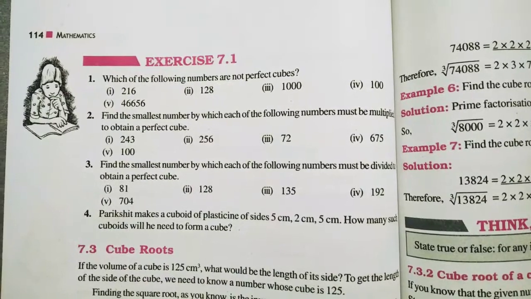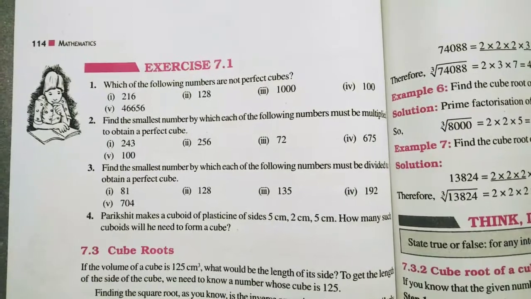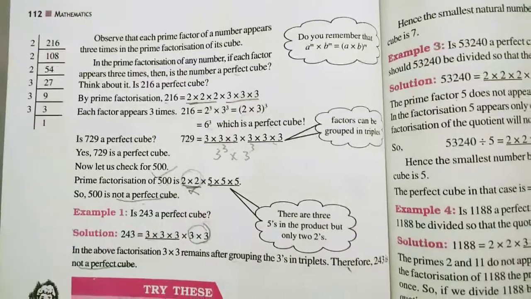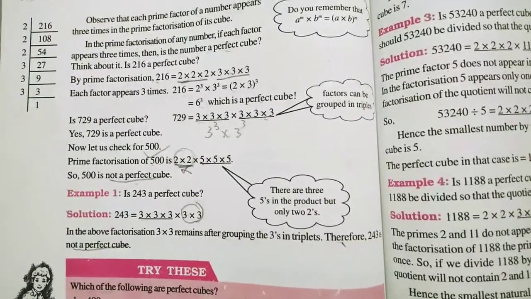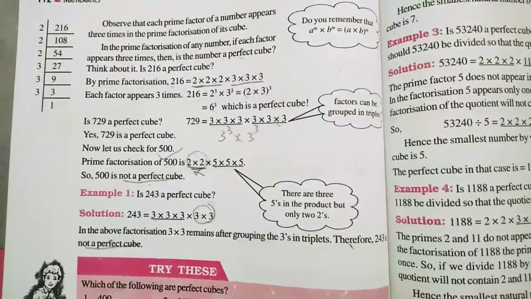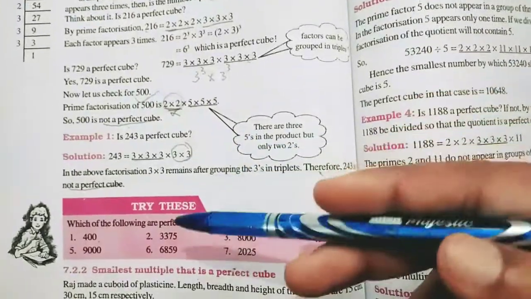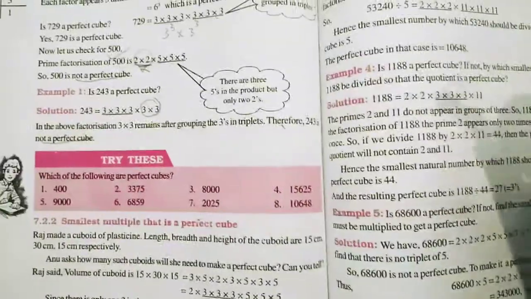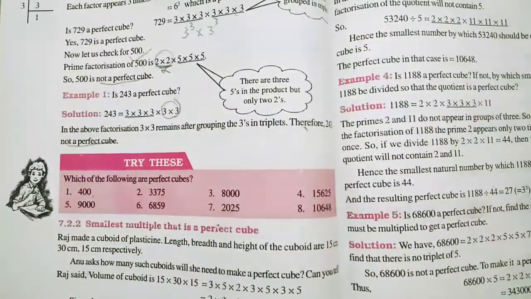So we were doing the chapter cube and cube roots, and in the previous video I have explained how to identify the perfect cubes, right? What is the meaning of perfect cube? That means if a number comes 3 times, it is a perfect cube, otherwise it is not. So you have seen all these problems, and this problem also you have done in homework, right? Some examples are given here on how to make a number a perfect cube. Okay, so now let us start our exercise 7.1.